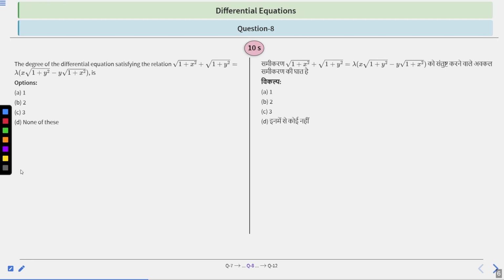Now let's move to the next question, question number 8, which says that the degree of the differential equation satisfying the relation root over 1 plus x square plus root over 1 plus y square is equal to lambda times x root over 1 plus y square minus y root over 1 plus x square is. So see, the hint of this question is you will try to adjust and simplify this equation, right? And you will try to differentiate this to find the degree of the given differential equation, right? So you have 10 seconds to solve or think about this question. After 10 seconds, we will discuss the solution.